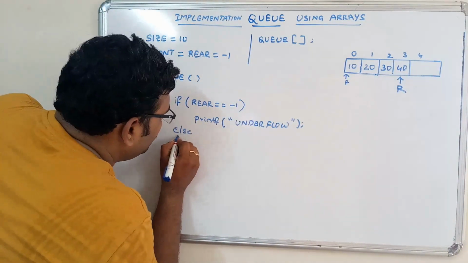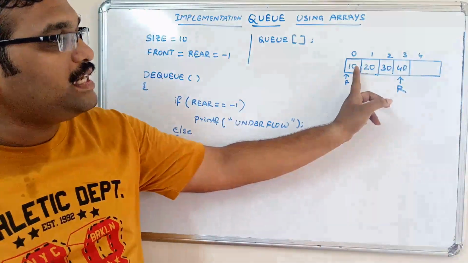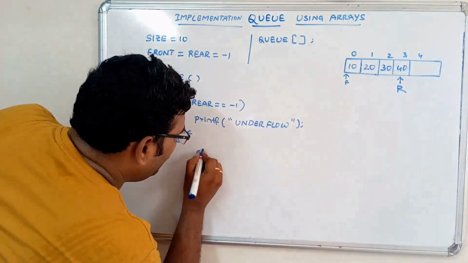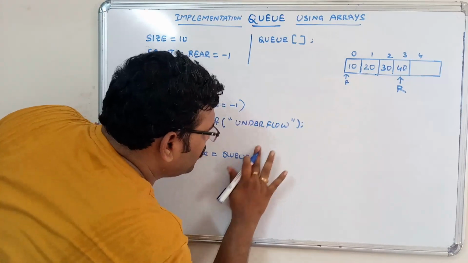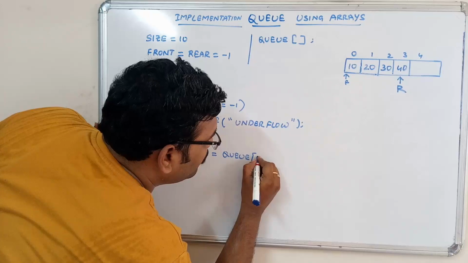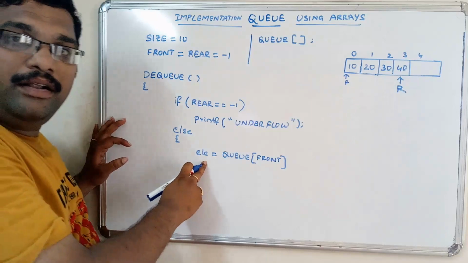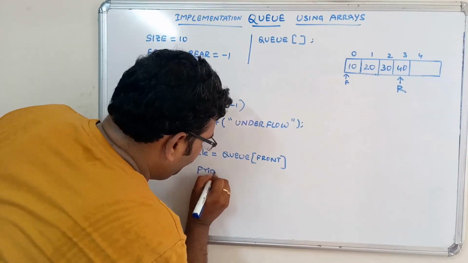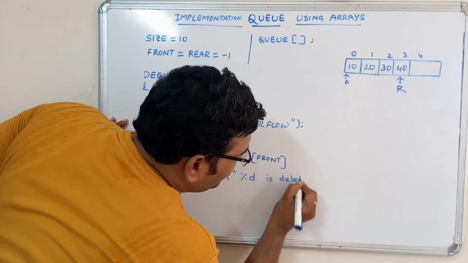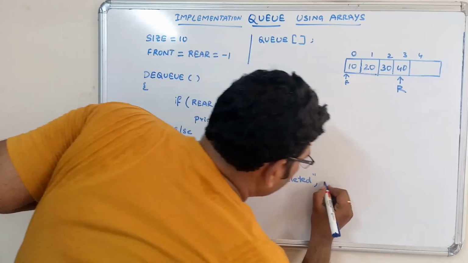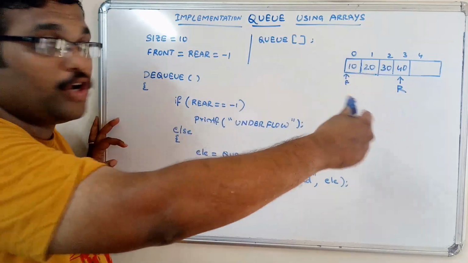else. So if it is not an empty queue, then what we have to delete? The first element should be deleted. So element is equal to this array Q of front. So 10 will be assigned to element. So we can write the printf %d is deleted. What is the %d? Element, right? Then we need to update the front because we have deleted 10.